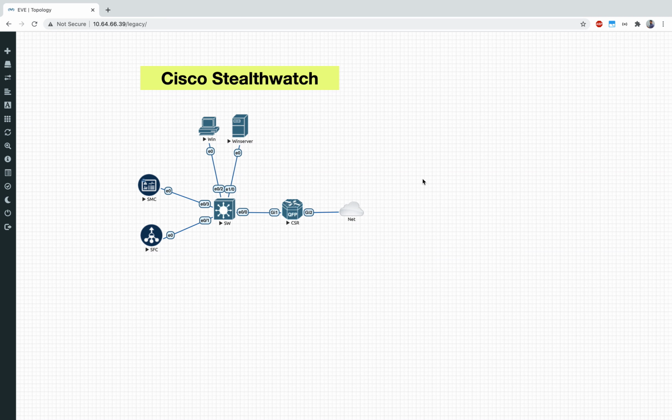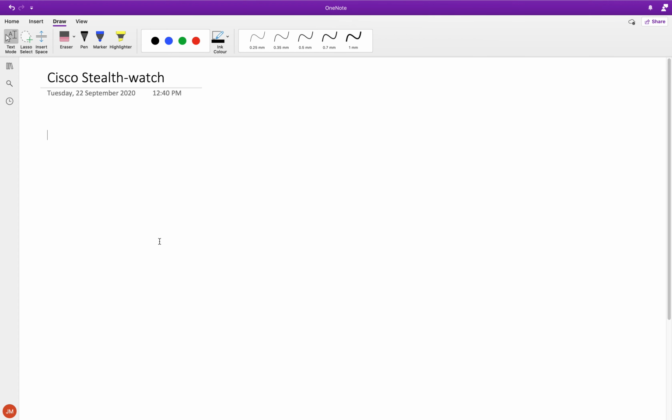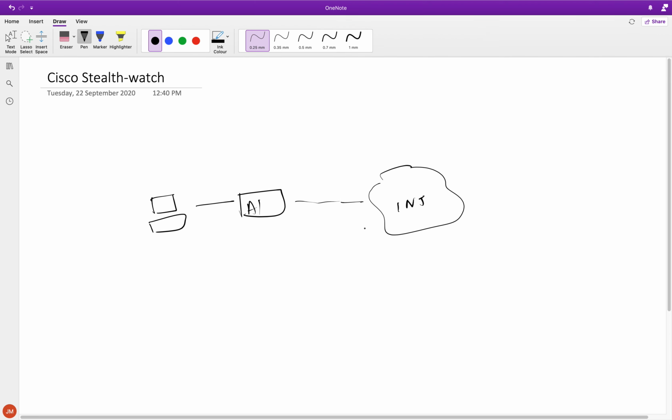It's a very niche product from Cisco, right? So when we talk about Stealthwatch, let's actually go back in history a little bit. Let me grab my pen. If you look at the initial days, you used to have a laptop here, and probably there's a switch connected, maybe like an access switch A1, and let's imagine that is connected outside to the internet, right?